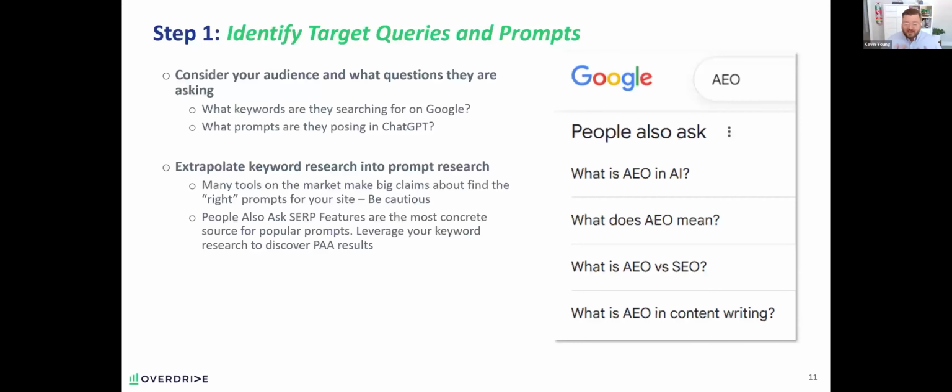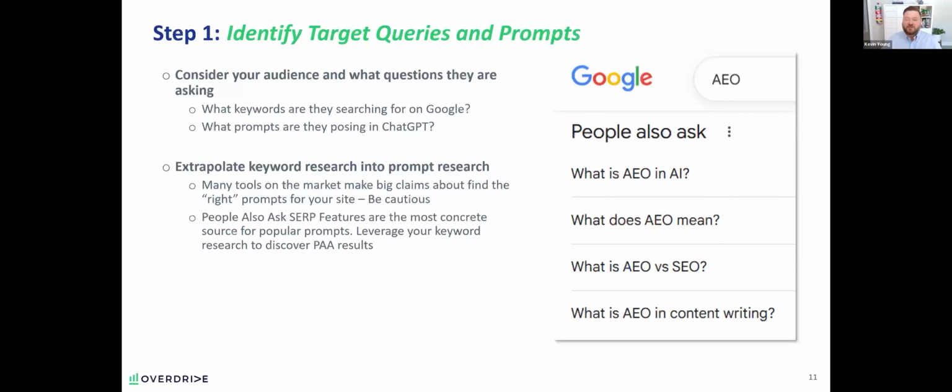Instead, what we have been focusing on here at Overdrive is leveraging the People Also Ask SERP features on Google to inspire our prompt research. The reason for that is that ChatGPT and all of these AI tools don't have a search console function.